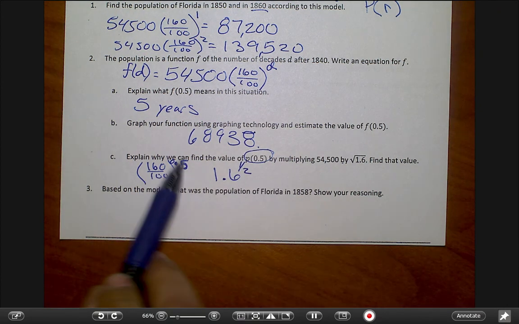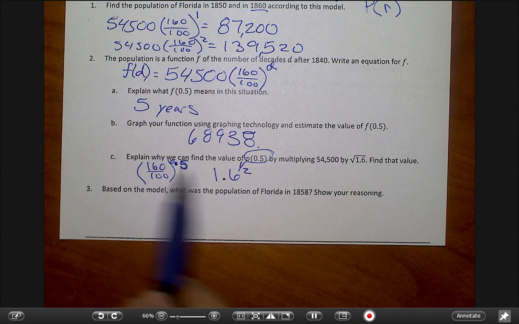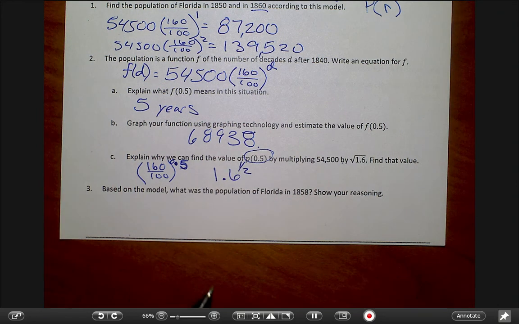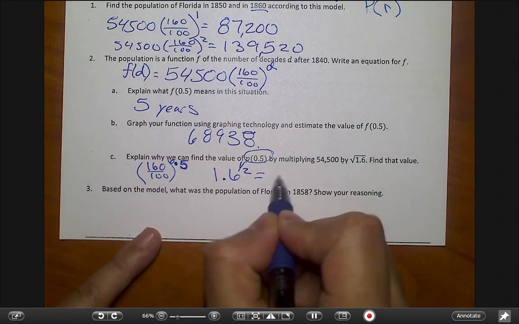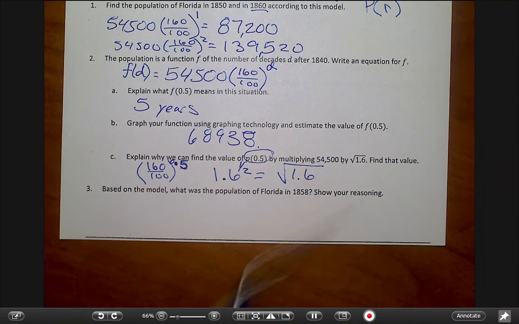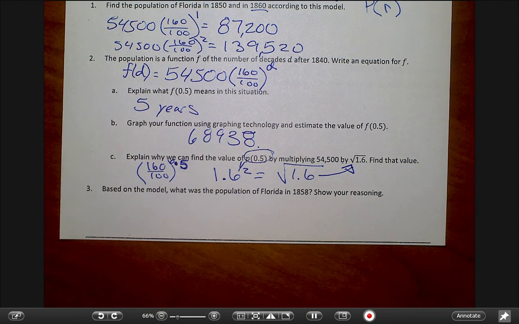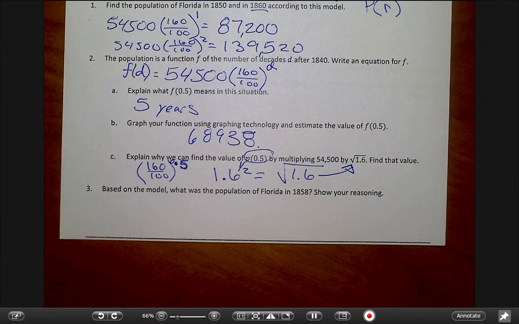So I took this, which I was using for my formula, and because it's a half, I'm changing it to this. I have the decimal, and another way of writing something to the 1/2 would be the square root, right? So it would be the square root of 1.6. That's where we get this from. It's just another way of writing it. We did this back in the first semester, where we turned the exponents into radicals and radicals into exponents.